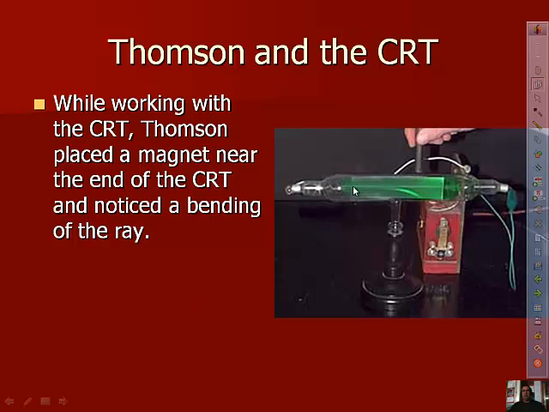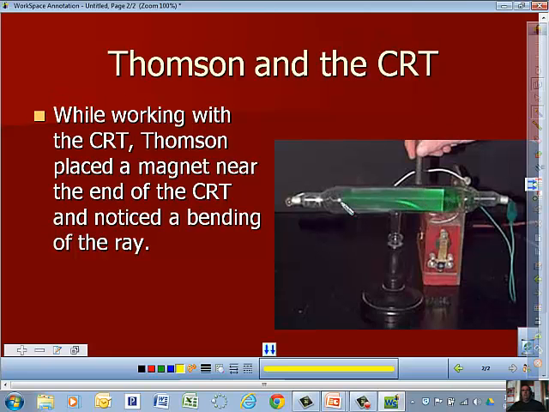Instead of this ray starting here and coming all the way straight across, the thing that he found out was this: that particle, instead of going straight across, actually bent down towards that magnet. So it did not flow straight across. Now, why he used a magnet, I don't know.